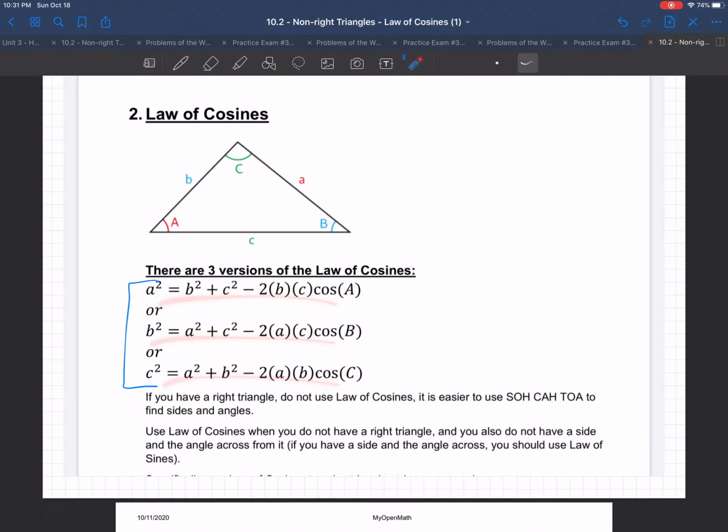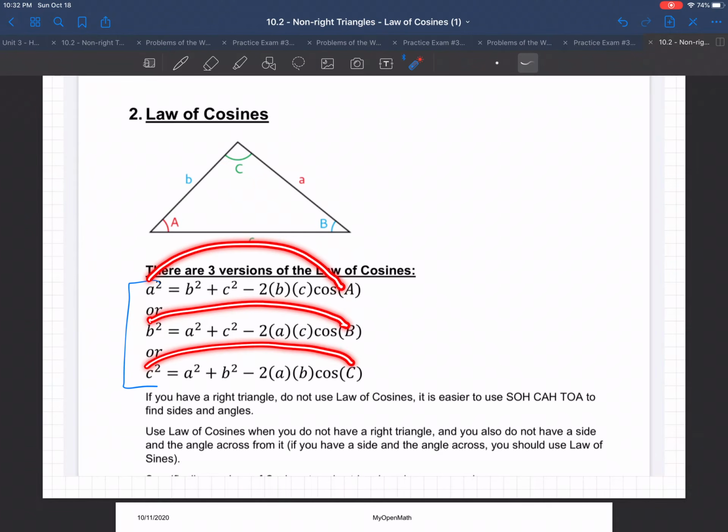Any one of those, it doesn't matter. Notice A is across from A, B is across from B, and C is across from C, right? In the triangle there. So what is this saying then? A squared is B squared plus C squared. That's almost like the Pythagorean theorem, right? A squared is B squared plus C squared, minus 2BC times the cosine of A. Notice little a goes with angle A, little b goes with angle B, little c goes with angle C. It's the side across from it.